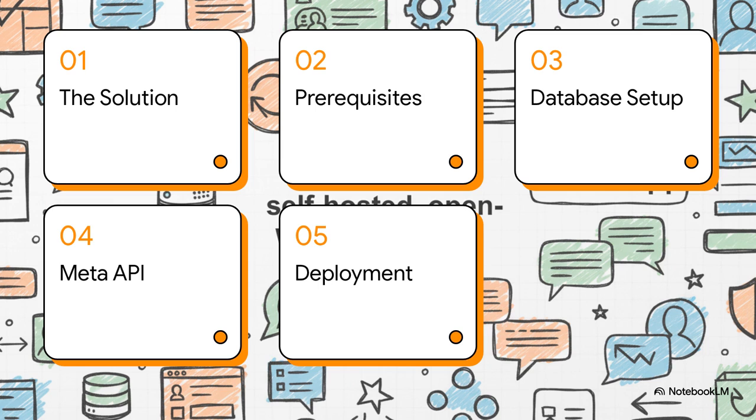So here's our blueprint for today. We'll start with the zero-cost CRM solution, then move on to essential setup prerequisites. After that, we'll tackle database and environment setup, then connecting the Meta API, and finally, deploying your CRM. Let's get to it.